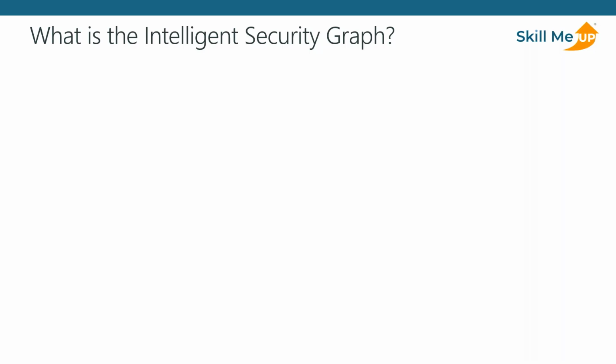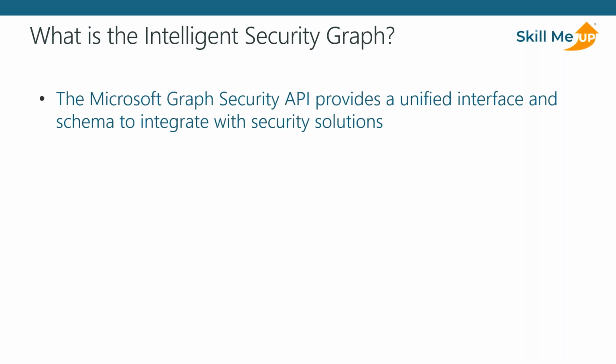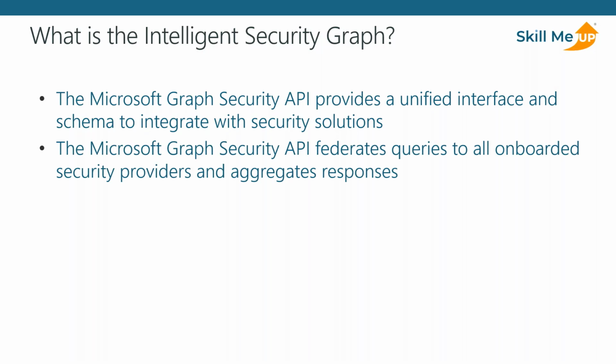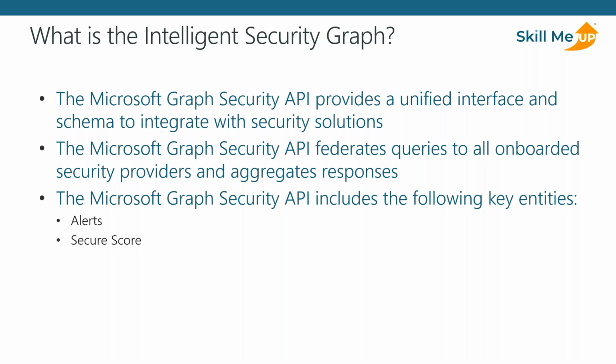On top of that, you have access to the Intelligent Security Graph. The Microsoft Security API, or the graph, provides a unified interface for integrating security applications and systems. The graph can be federated and bring queries to help onboard security providers and aggregate responses. The Security Graph API includes alerts and secure score information and is accessible from various coding languages also. So I could write a PowerShell connector to it, I could write Azure CLI, I could do C#, I could do something else.